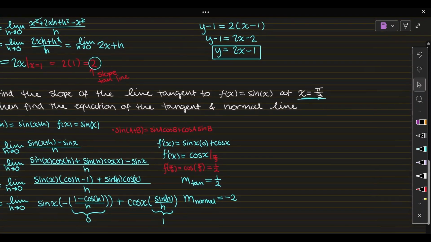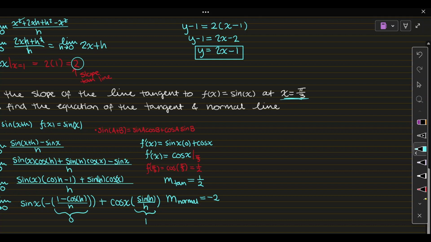So next you want to find the equations of the normal and the tangent line. So again, we're going to use the formula y minus y naught equals m times x minus x naught. So for my tangent, I can use the point pi over 3, f of pi over 3, and f of x, remember, was just sine x, so that's pi over 3 and then sine pi over 3, which is root 3 over 2.